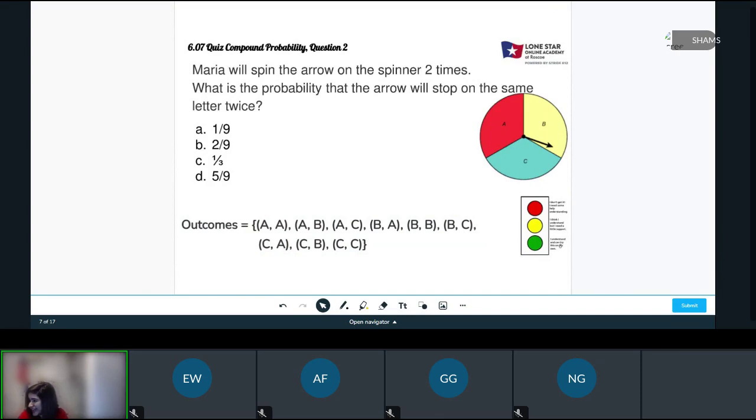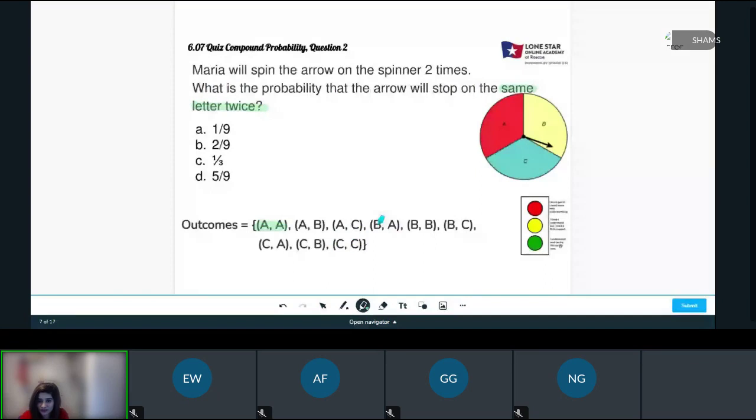Nina, yeah, there have to be 9 outcomes. You are right. Now let's see what we are looking for. We want the probability that the arrow will stop on the same letter twice.